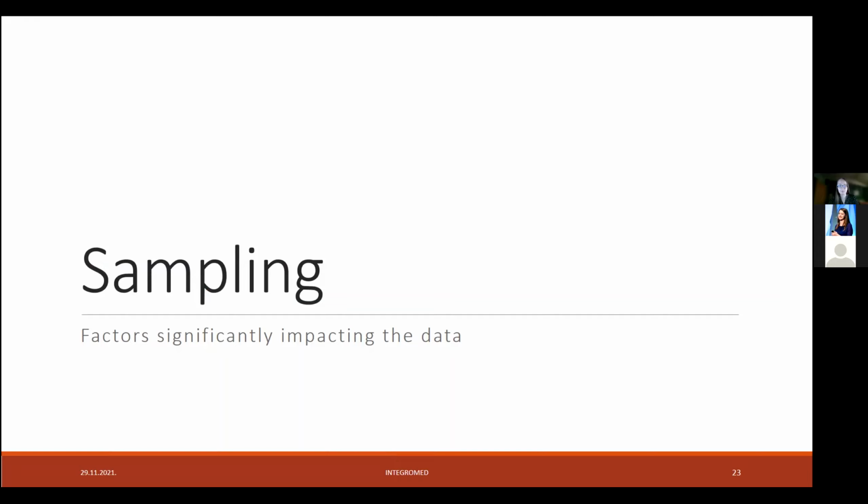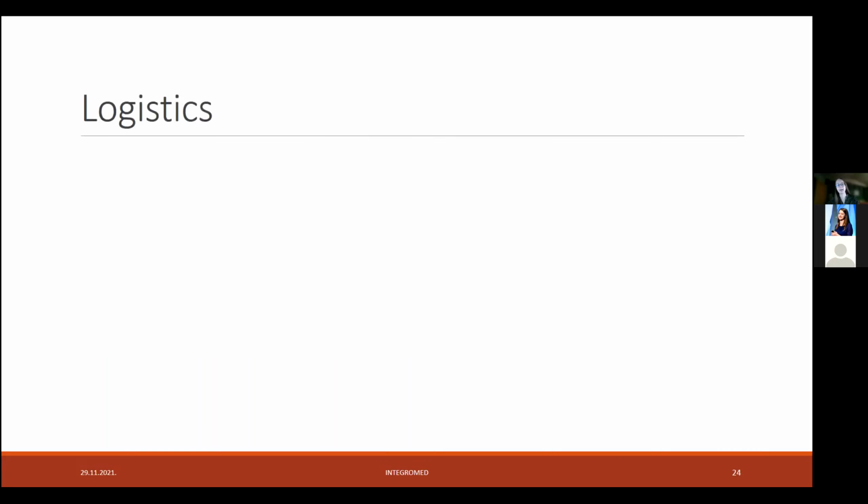And now we will shortly talk about sampling of your microbiome samples and the factors that could most significantly impact the data. So let's start with logistics. Again, there are some questions that you should answer or think about when you collect your samples.